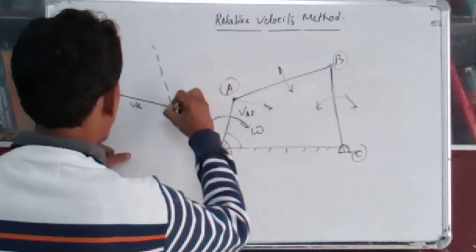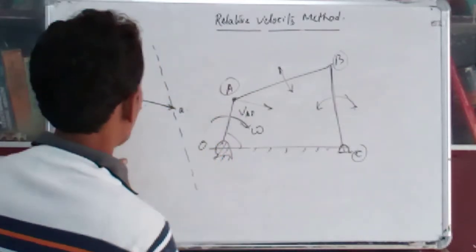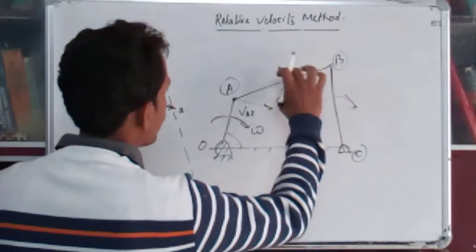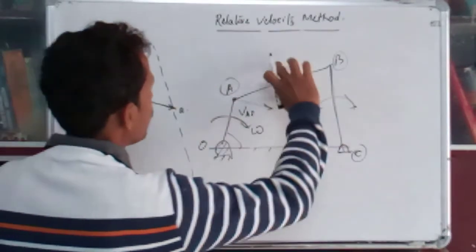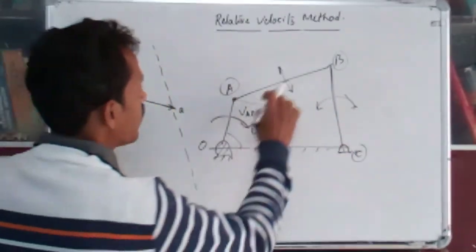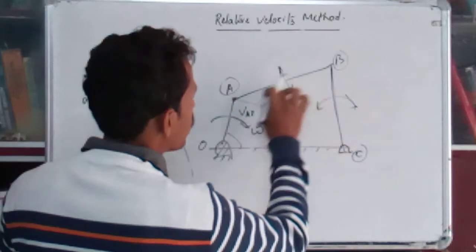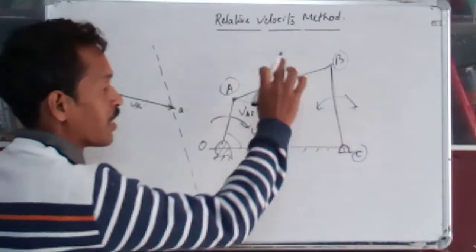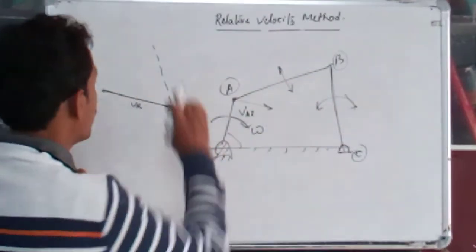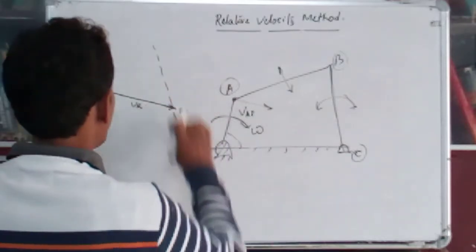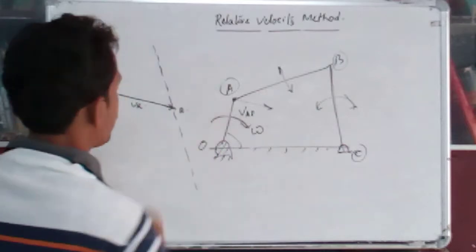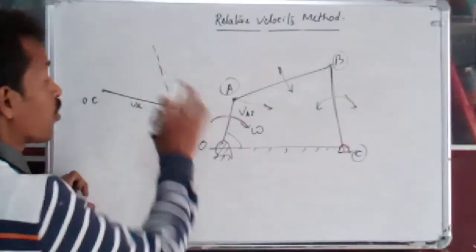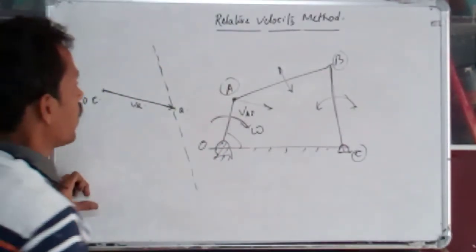But here we do not know the dimension or the length of the link. We do not know the velocity of B with respect to A, so you can consider it VBA. That velocity is unknown, so the velocity will be anywhere along this line. Now where it will be on this line, we do not know.